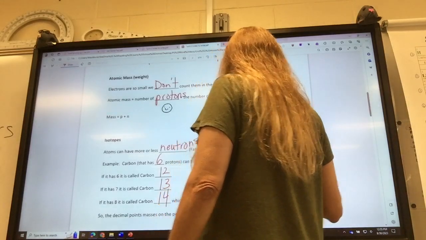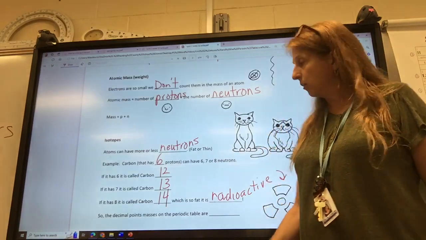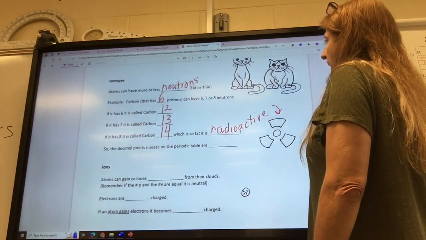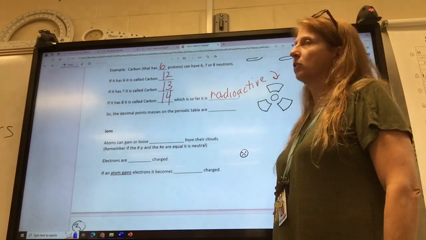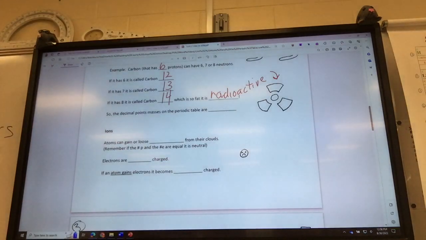That's the symbol for radioactive. Whoop, we're filming sound effects. What is it? It's radioactive. Carbon-14 is so fat, it's unstable. And we're going to do a computer lab where you learn more about the range of stability.